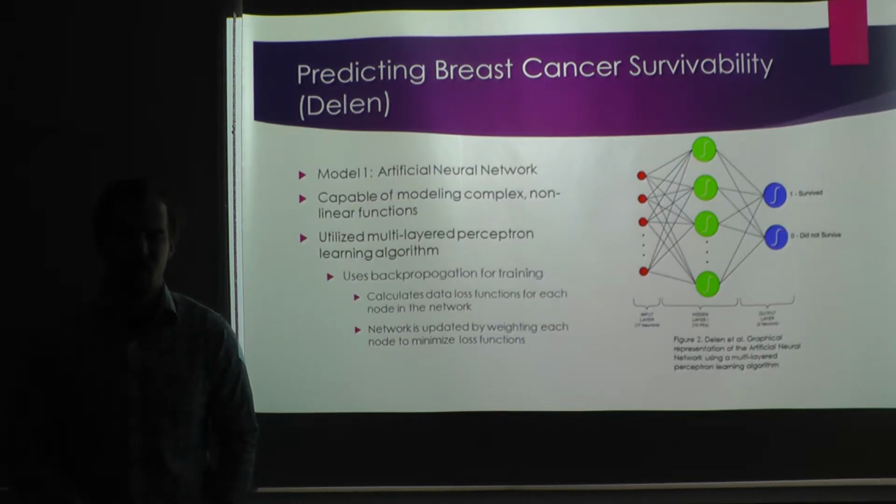Here's an example of the artificial neural network that they created. These neural networks are capable of modeling complex nonlinear functions, which is important in a case like this with all these variables. There's bound to be some that aren't linearly related, so it's good that it can model nonlinear relationships.